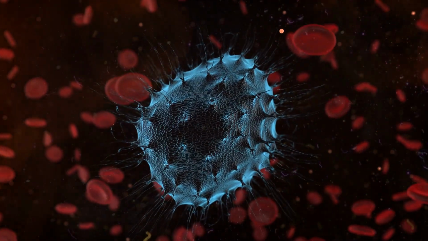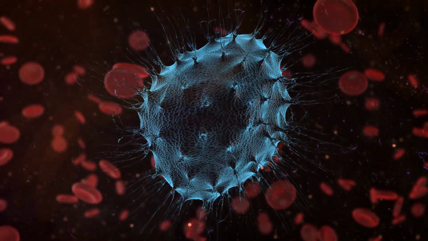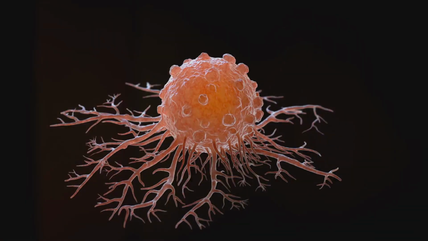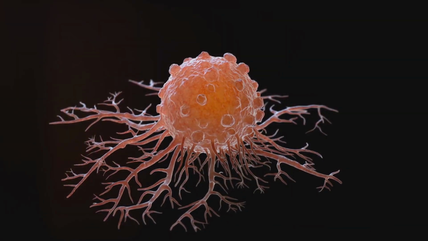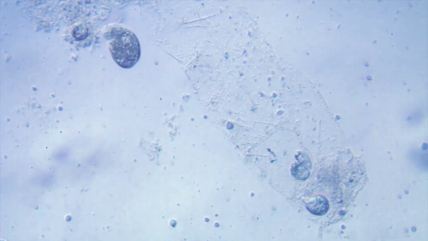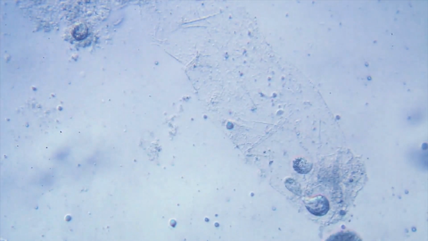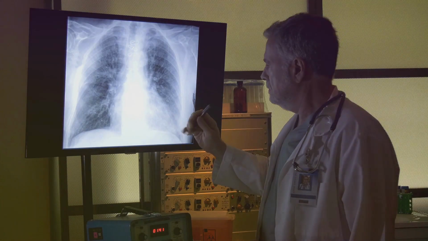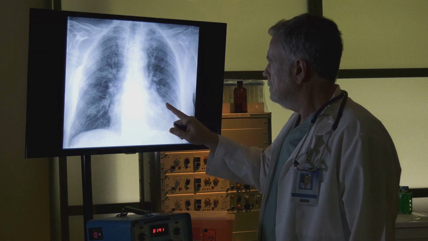Cancer is a complex group of diseases characterized by the uncontrolled growth and spread of abnormal cells in the body. These abnormal cells can invade and damage nearby tissues and organs. There are many types of cancer, each with its own set of risk factors and treatment options. Some common cancers include lung cancer, breast cancer, colorectal cancer, and prostate cancer.